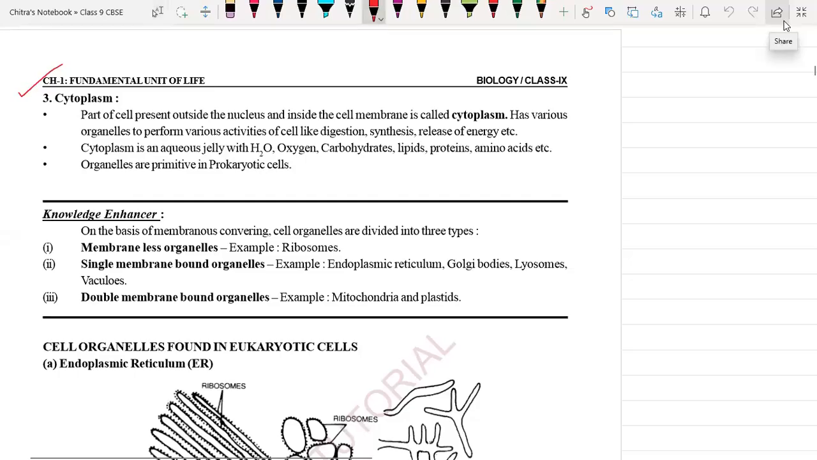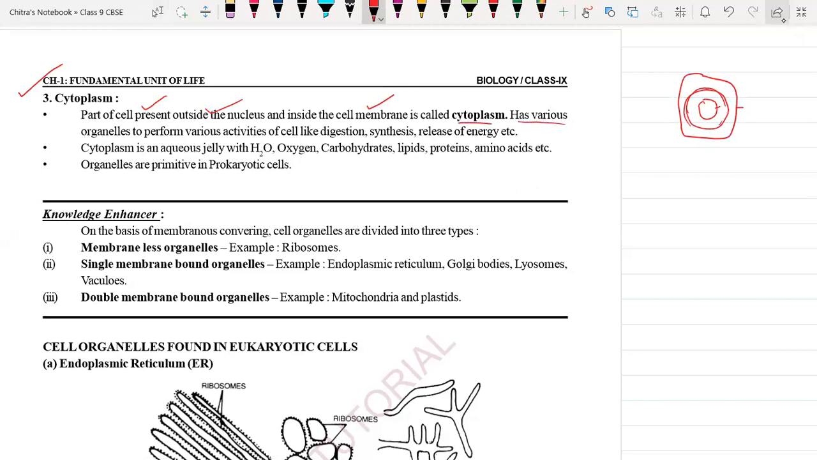Okay. Today we are going to cover the cytoplasm. It is the part of the cell present outside the nucleus and inside the cell membrane, right? So here we have the cell. This is the cell membrane. Here we have the nucleus. So cytoplasm is present between the cell membrane and the nucleus, right? That fluid material is called cytoplasm.